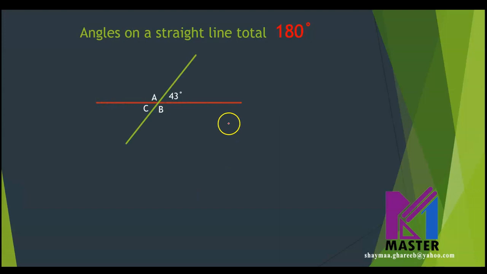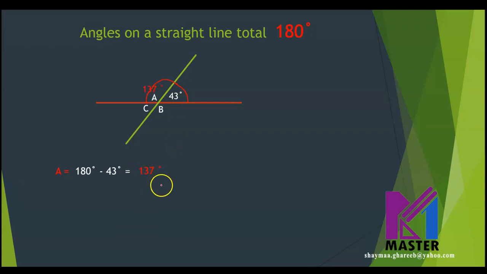Now look at this diagram. We want to calculate the unknown angles here. I have two lines, red and green, and I have only one given angle. First, how do we calculate the size of angle A? Let's look at the red line. How many angles are on the red line? Two angles. So angle A equals 180 minus 43, which equals 137 degrees.